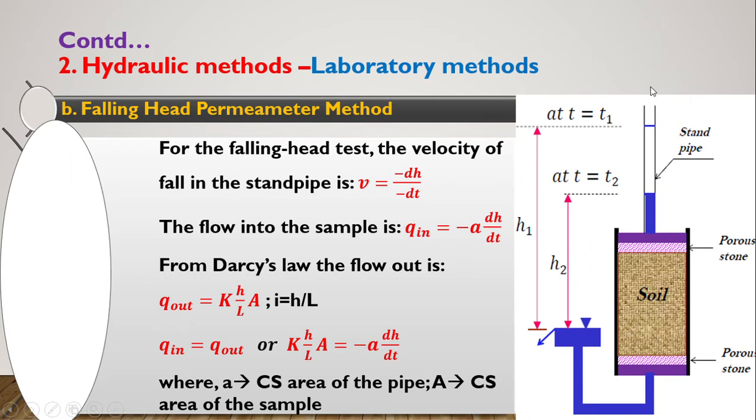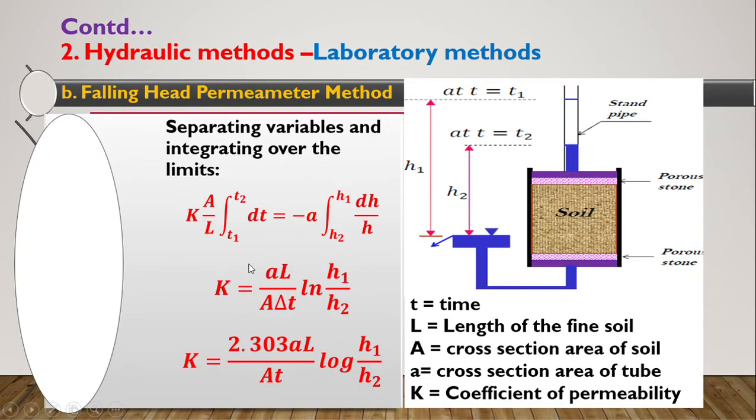You all know that. Amount of water passing into this pipe or into the soil sample will be equal to the amount of water passing out of this sample. So Q in is equal to Q out. So you can equate these two equations, and you can integrate these two equations for finding the K value. We are integrating it using the limits T1, T2 and H1, H2. And after integration, we will get this equation: aL divided by A delta T into ln H1 by H2. So 1 by H is equal to log H1 by H2. So we will get a log.